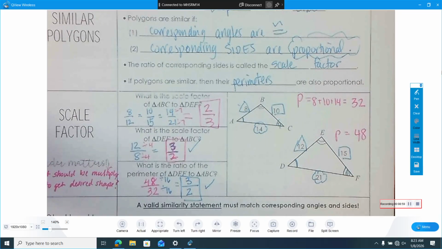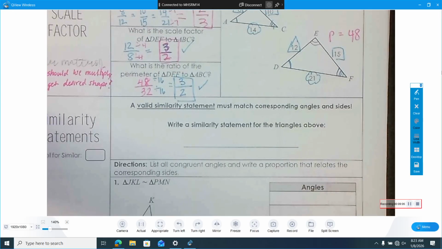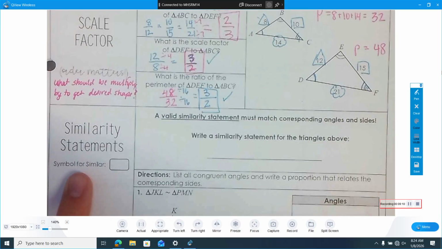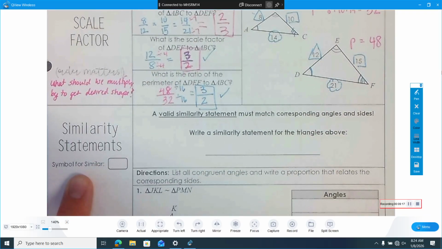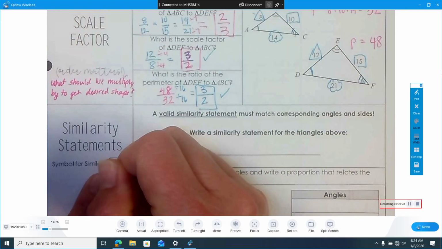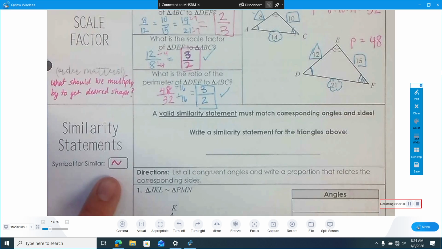All right, so a little bit on scale factor there. We want to talk about similarity statements. This is really important. We can use similarity statements to learn a lot of information. This is much like a congruence statement, where it tells us a lot of things are congruent. A similarity statement is really informative as well. The symbol we use for similarity is a little tilde, like that. It's a little squiggle.